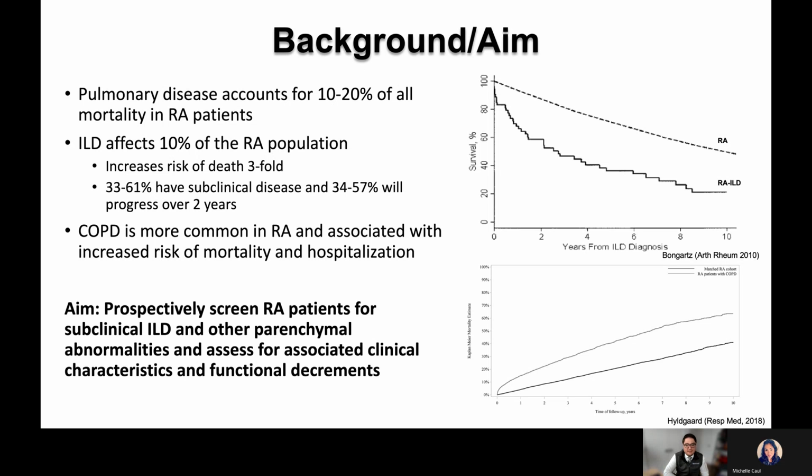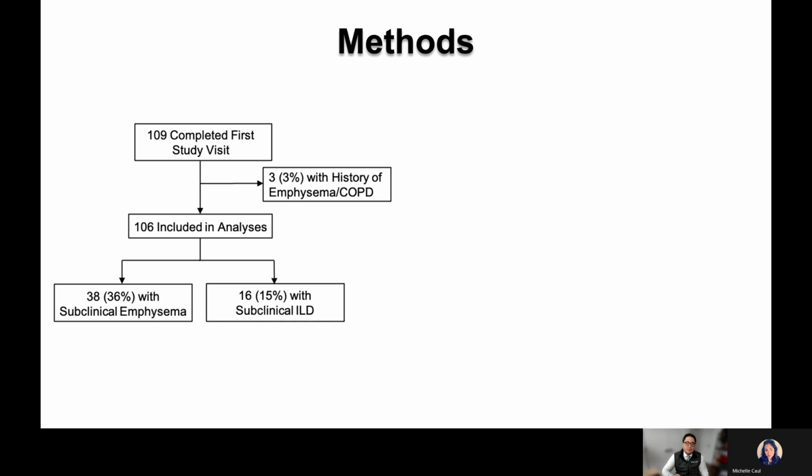To address the need for early detection of subclinical parenchymal lung disease, our prospective study was designed to screen RA patients for subclinical ILD and other parenchymal abnormalities, and then to assess other associated clinical characteristics and functional decrements. Our study prospectively enrolled subjects with RA and no history of ILD from the existing Brigham and Women's Hospital Rheumatoid Arthritis Sequential Study, otherwise known as BRASS.